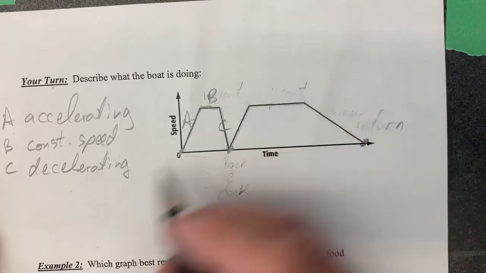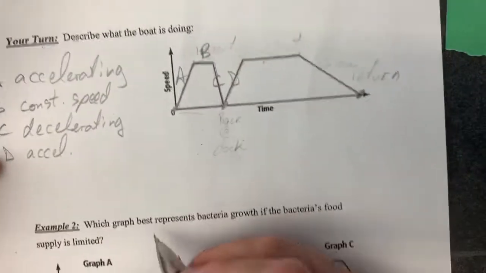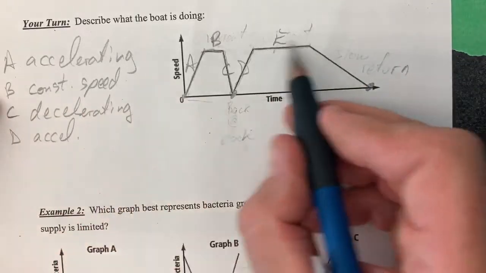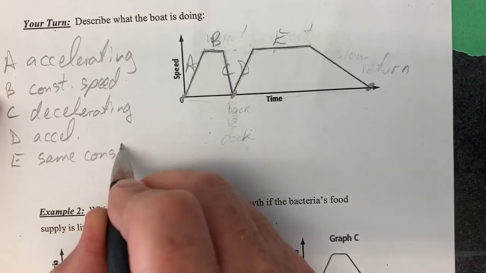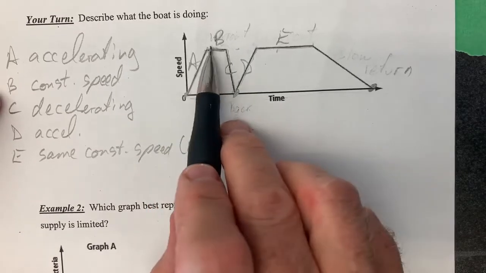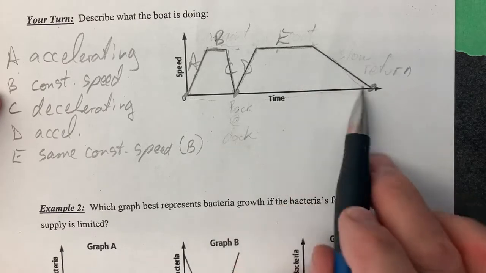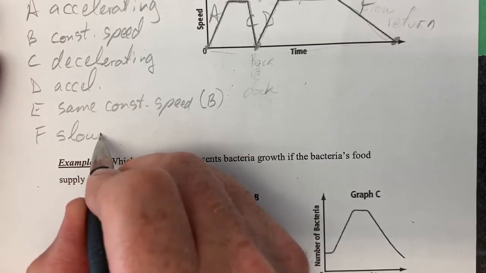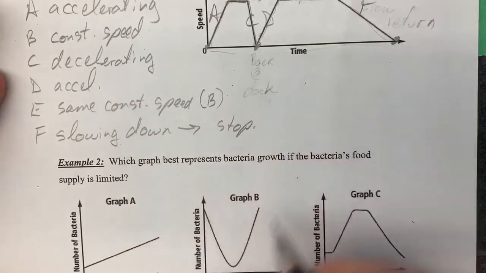And then you're accelerating again. D, accelerating. So you're getting faster because your speed is increasing. What about E? E is also working at a constant speed, and it's the same constant speed as B, because it's the exact same height. And then this last part, your speed's getting smaller and smaller until your speed is 0. So you're decelerating, F. You're slowing down until stopped at the end.